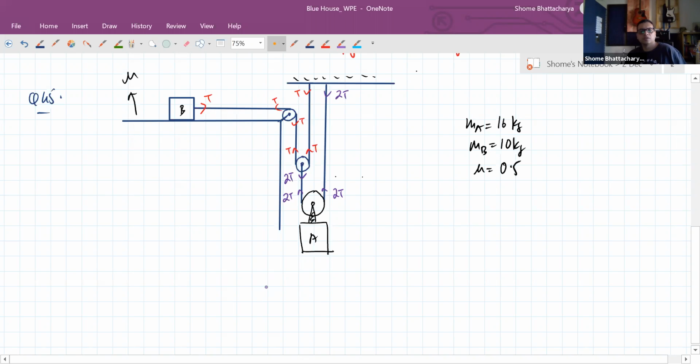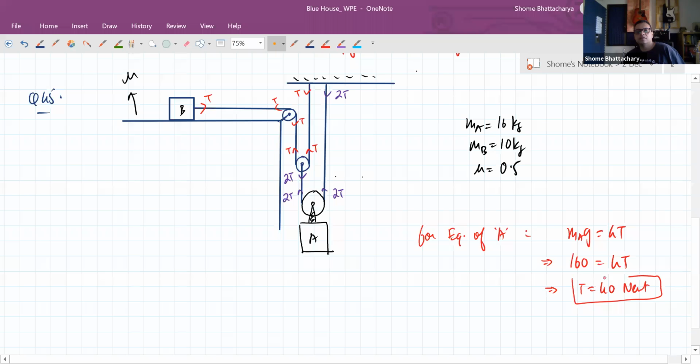Like this, okay. So the condition for equilibrium of A: the condition required is that the weight should be balanced by 4T. So 160 newtons should be balanced by 4T. So the tension is only 40 newtons.